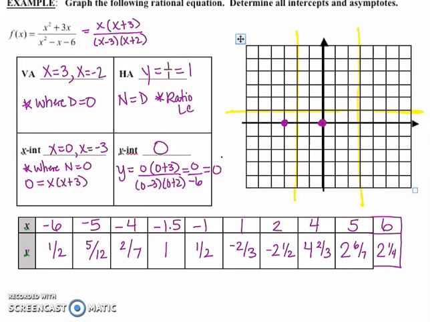So now I'm going to go ahead and plot these points. When x is negative 6, I am at positive 1/2. Negative 5, I'm at 5/12. Negative 4, I'm at 2/7. Negative 3, I'm at 0.